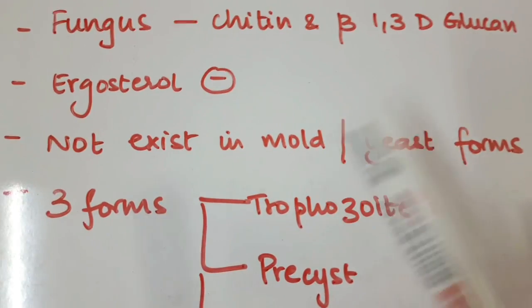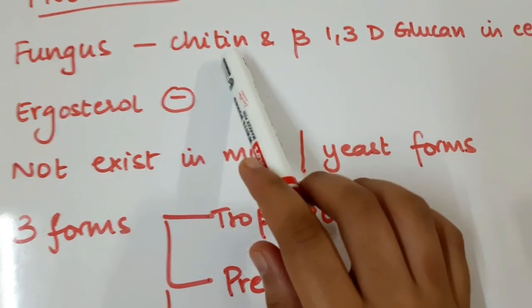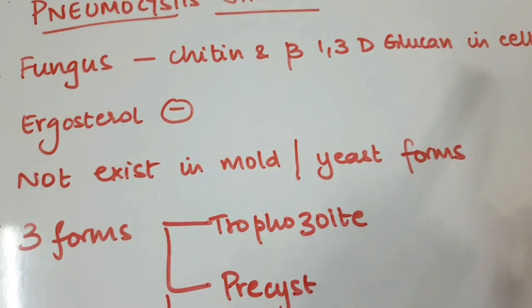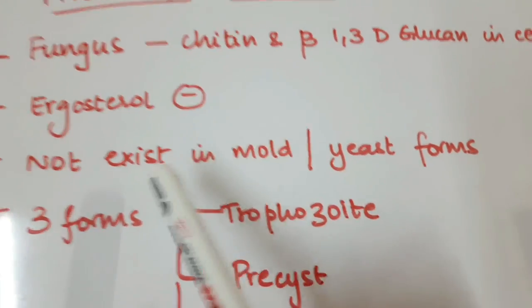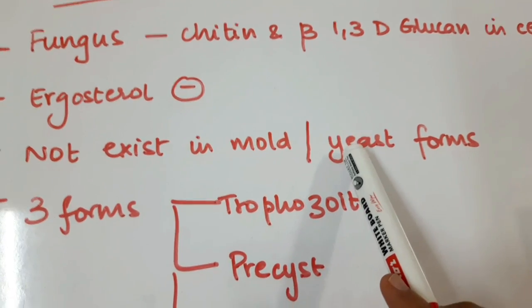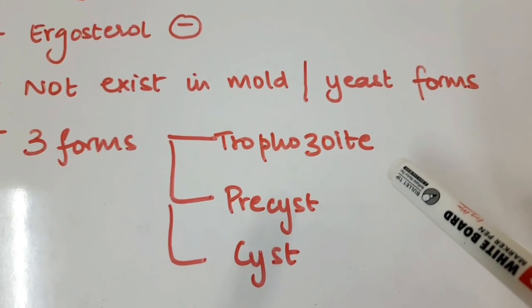So these are the main features of the fungus Pneumocystis jiroveci. Presence of chitin and beta-1,3-D glucan in the cell wall, but absence of ergosterol, and it does not exist in the mold and yeast form. It exists in trophozoite, precyst and cyst form.